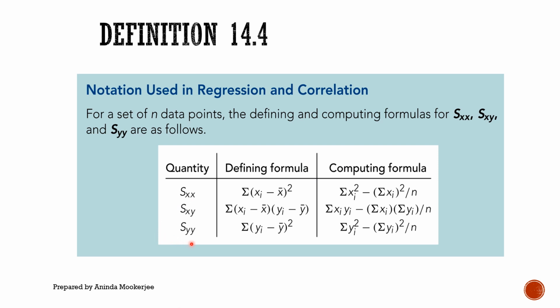S sub yy is just focused on the y values, how much an individual y value in our data set is off from the mean or average of all the y values, we square them and we sum them up. So S sub yy is pretty much the same as what S sub xx is doing. Only thing is that S sub xx is for the x values and S sub yy is for the y values. And each of these have a corresponding computing formula.